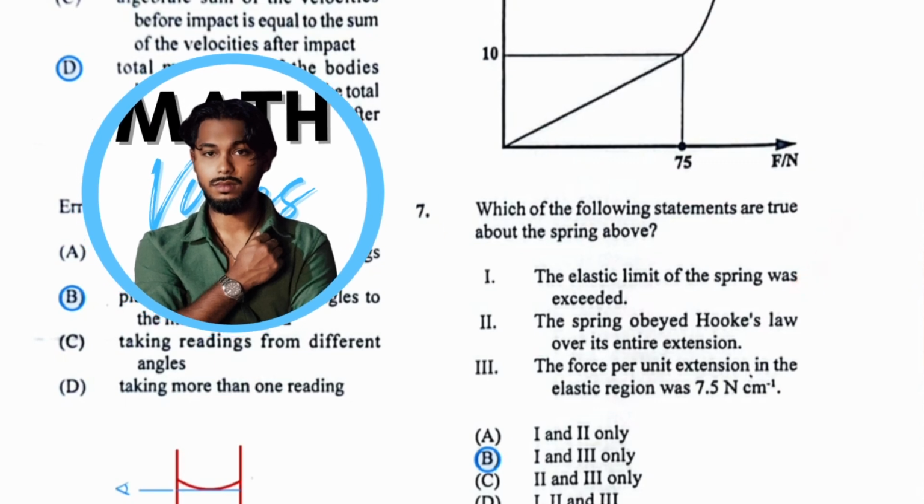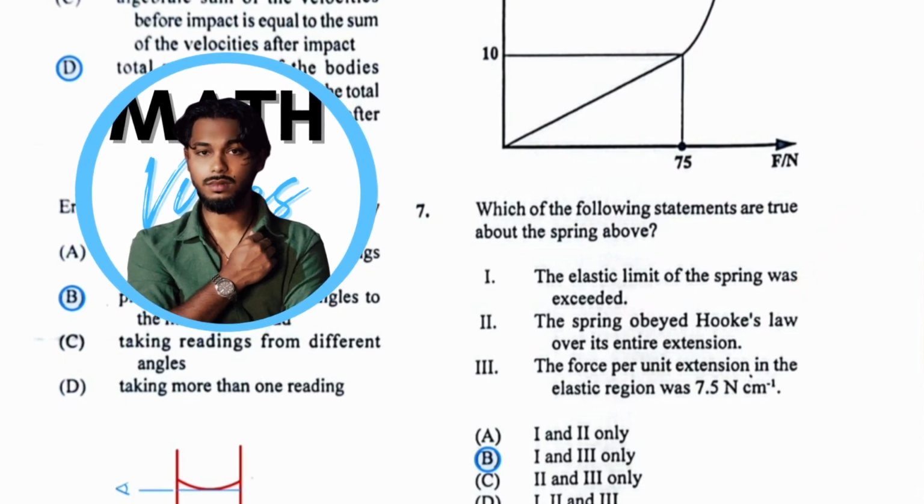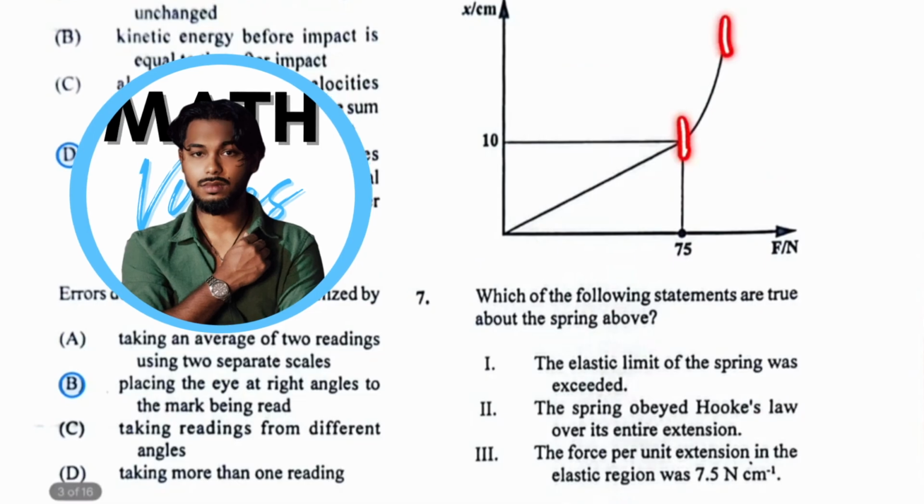So the elastic limit of the spring was exceeded, right? The spring obeyed Hooke's law over its entire extension. That's a lie, because it stopped obeying Hooke's law over here because the elastic limit was exceeded.